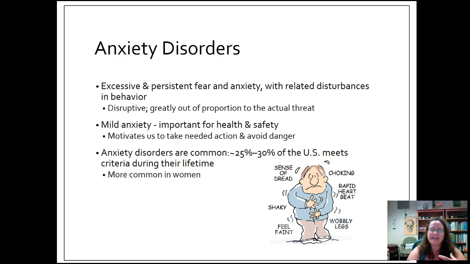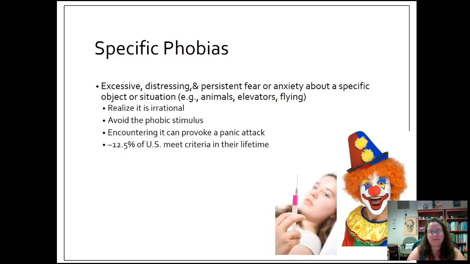That anxiety motivated you to do certain behaviors. When we're talking about an anxiety disorder, though, that's not where we're talking. So with this, we're talking more about this disruptive anxiety that has some of these symptoms you can see here, like wobbly legs and shaky feelings and senses of dread. This is really, really common, so many people experience anxiety disorders in their lifetime, more common in women. We'll talk about some specific types of anxiety disorders now.